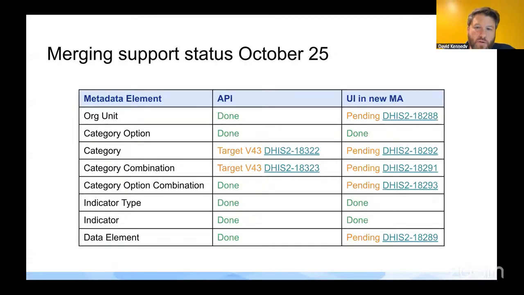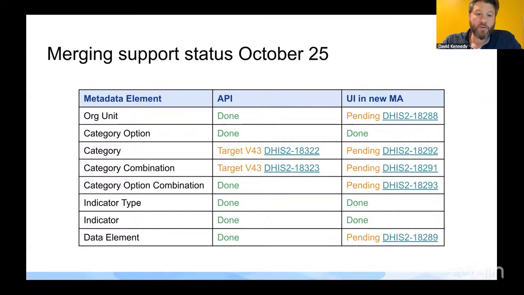Just to give you a little bit of an update on what is supported and what isn't. At the moment, by the API, we've got organization units, category options, category option combinations, indicator types, indicators, and data elements all available in the backend through the API. In the new maintenance app in the UI, which I'll show you when we get to that part, we do have category options, indicator types, and indicators. We do plan to fill this table out. As you can see, there are tickets already created for all of them. So if you really want to, you can follow those tickets to see when they're done.